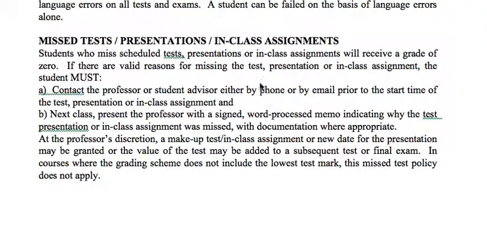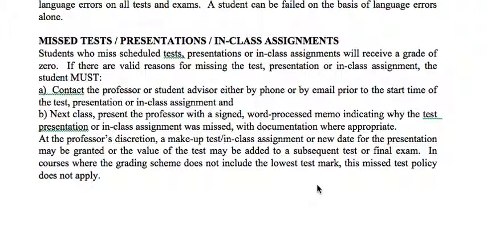Another thing to look at is any missed test presentations, in-class assignments, etc. They are mandatory. Classes are mandatory for you to come in order to be successful in the course. If you miss a class because of an injury, an illness, or any situation outside of your control, you need to let me know so we can figure out how to make sure that you are making up for any missed tests or presentations or in-class assignments. But you do need to notify me before the class starts.